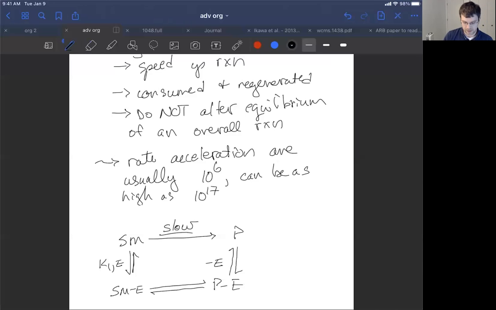Okay, there we go. So the rate at which starting material in the enzyme complex is converted into product in the enzyme complex is called K2. And then when we lose that enzyme, that's called K3.